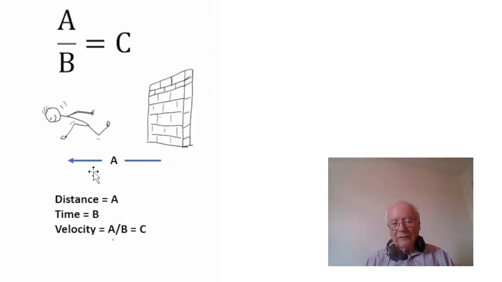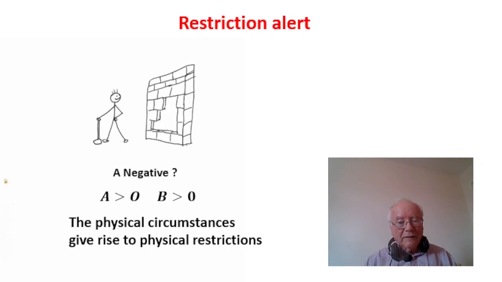And the distance he's gone, A, after a time, B, will give us his velocity, or his average velocity, which is A divided by B, and I'm going to call that velocity C. A over B equals C is now a physics equation. It's not a maths equation, it's not an abstract quantity equation or a number equation, it's a physics equation. Restriction alert. Okay, more restrictions.